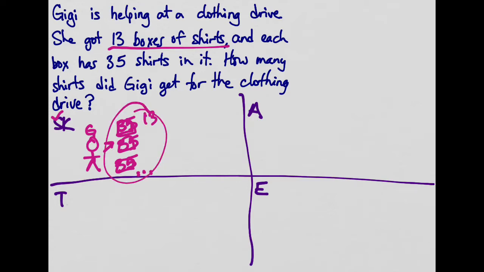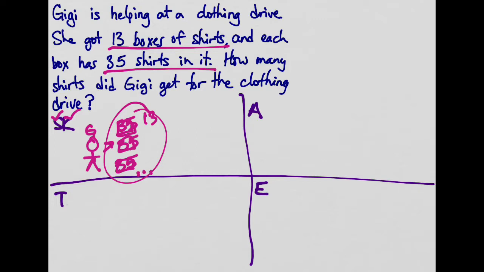And then I see there's another fact in here. Each box has 35 shirts in it. So that's another fact. I know there's 13 boxes. I know they all have 35 shirts. So we figured out what we know. We've got the facts. Now I'm going to move on to A.